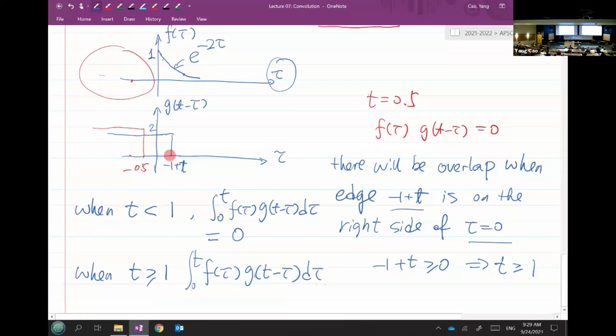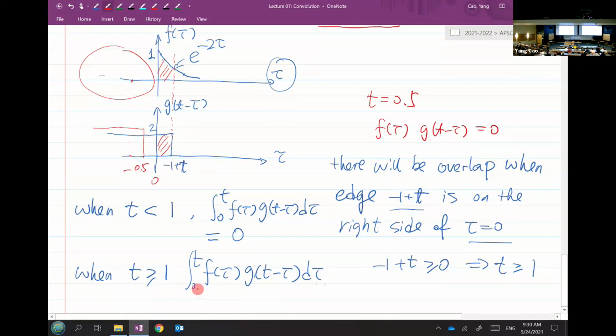From here to here. This will make you feel a little better if I draw vertical lines going straight up. There is overlap between 0 and minus 1 plus t. Because we're doing an integral about tau, which is this axis here, you only care about the non-zero portion for this integral. That clearly only happens when both curves are overlapping with each other, and in this case only between 0 and minus 1 plus t.